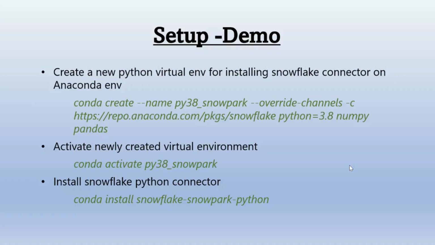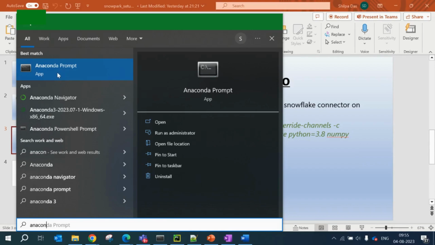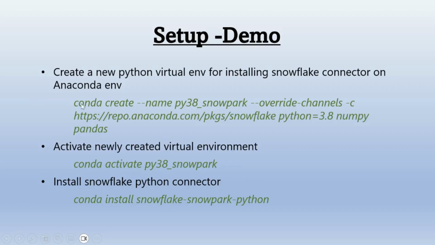Now comes the next part, installing the Snowflake connector in the Anaconda environment. For that, you need to open the Anaconda terminal. Then you can write this command. I'll explain what this means. It is creating a virtual environment which is named py38 snowpark. You can rename this as per your requirement. And along with that, I'm using Python 3.8 and NumPy and Pandas.